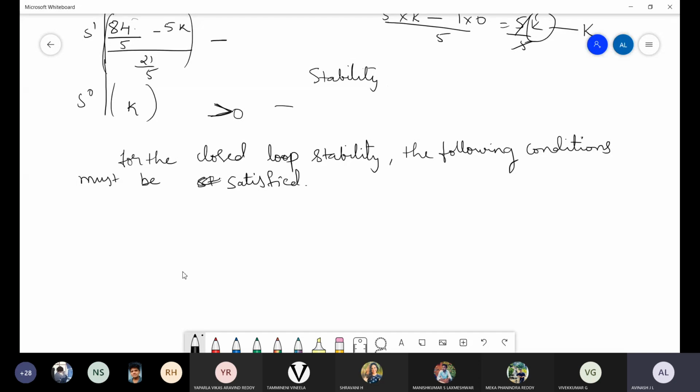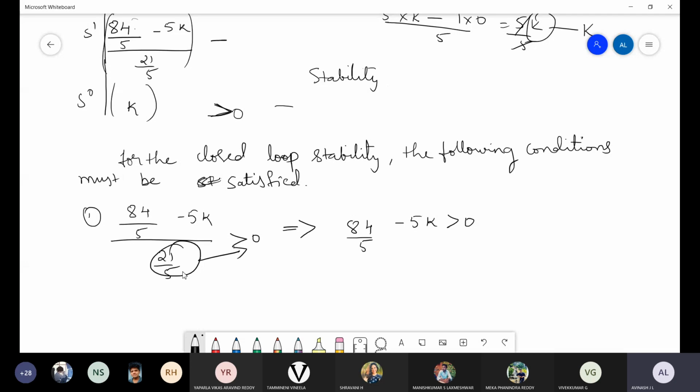The first condition is that 84 divided by 5 minus 5k divided by 21 divided by 5 should be greater than 0. Okay. This is the first condition. In order to say this, it implies that 84 divided by 5 minus 5k should be greater than 0. Why? Because if you shift this 21 divided by 5 to the other side, you will be left with 84 divided by 5 minus 5k should be greater than 0.